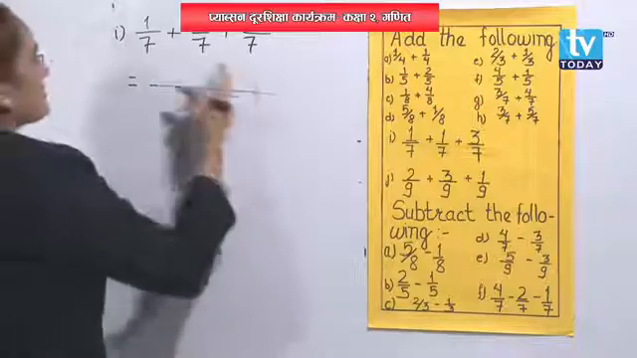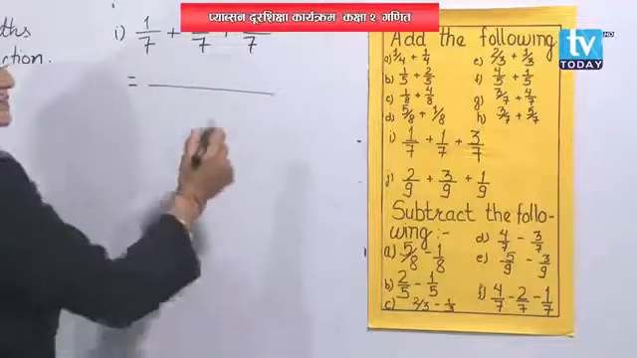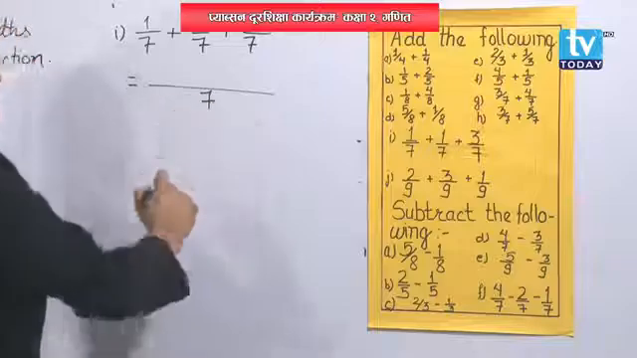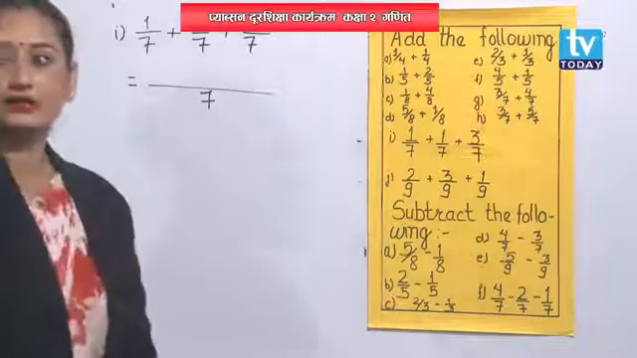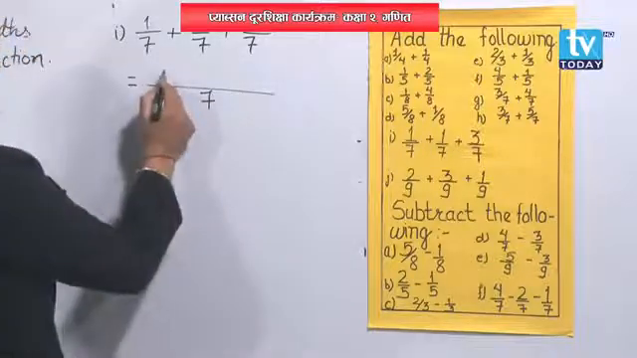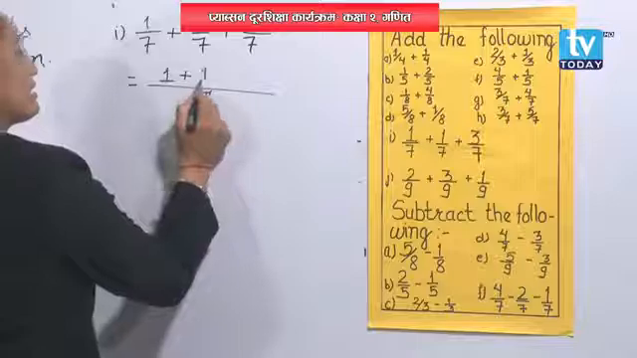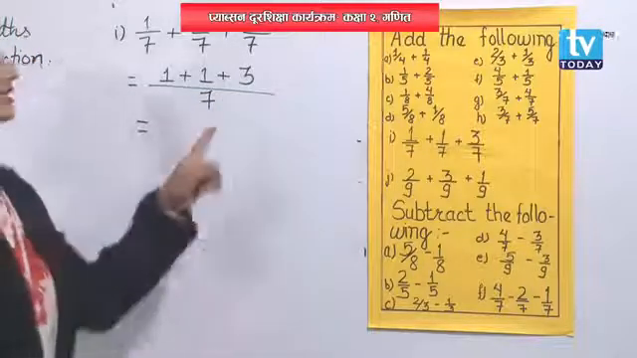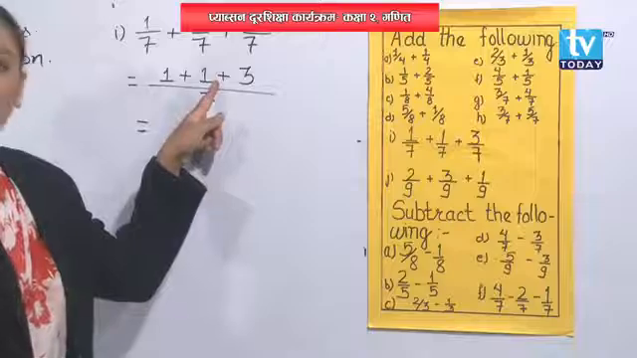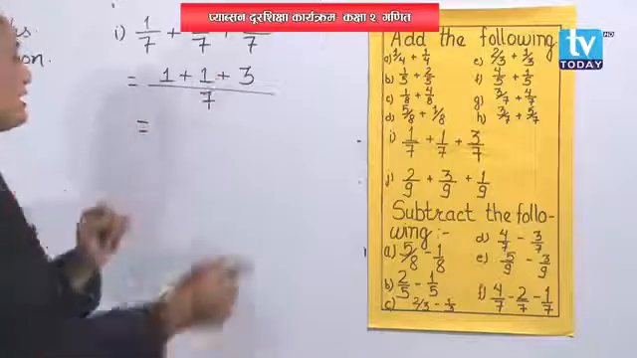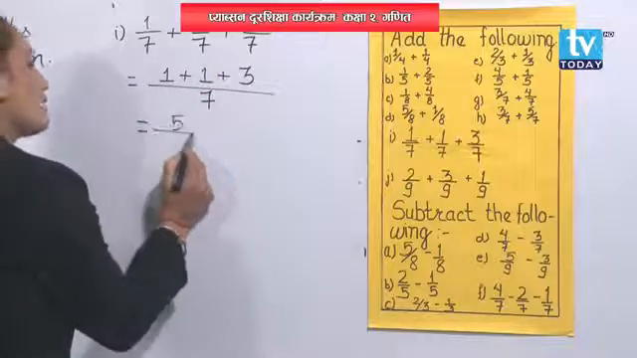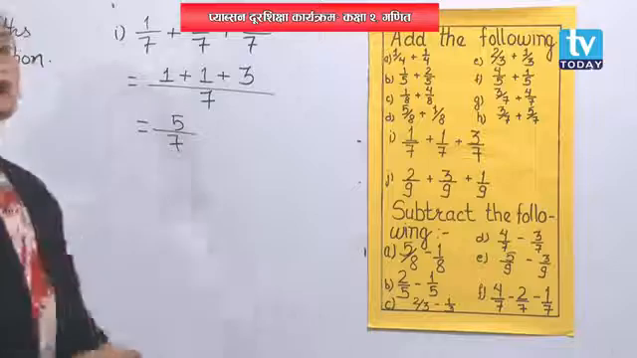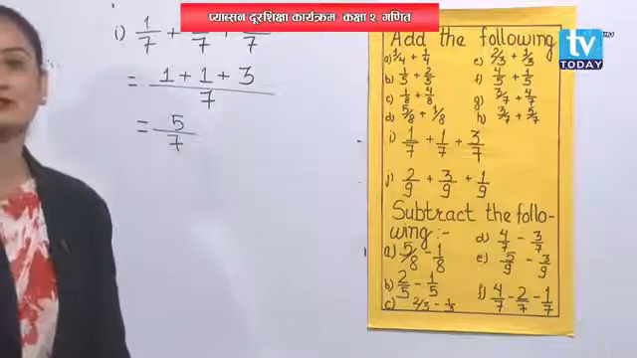Okay, let's take 7 as the single common number over here, and the upper digits should be written right here: 1 plus 1 plus 3. Now, can we write it? 3 plus 1 is 4, 4 plus 1 is 5. So 5/7. Can we write it 5/7?